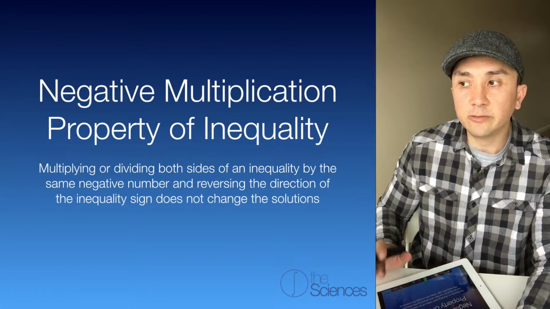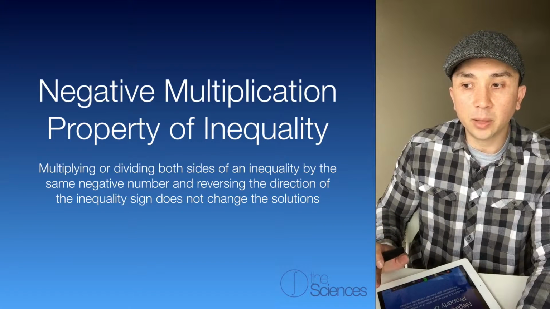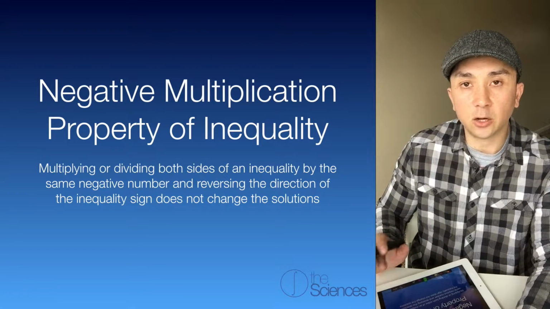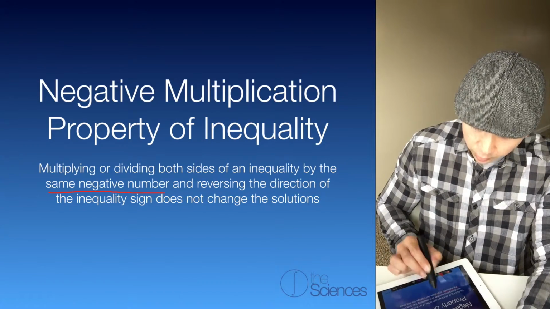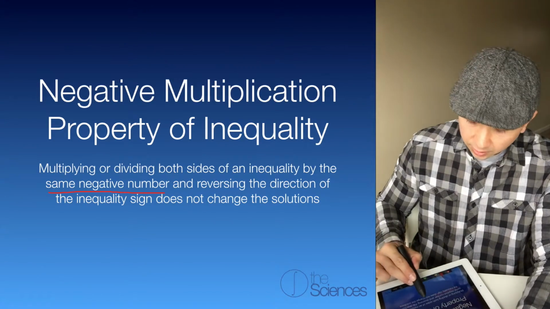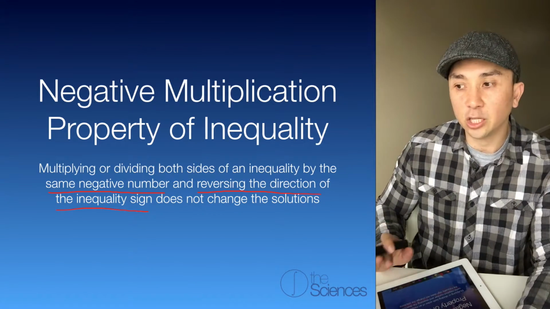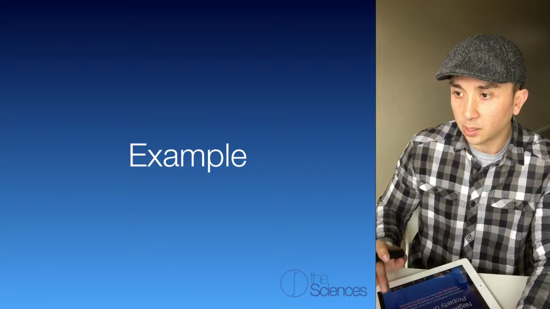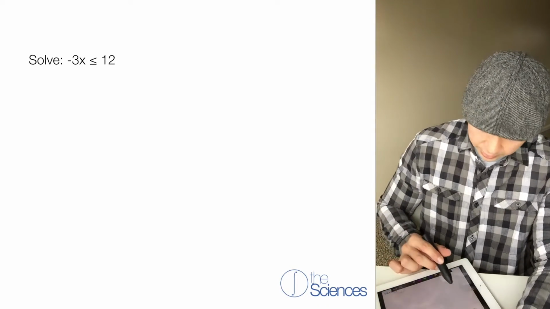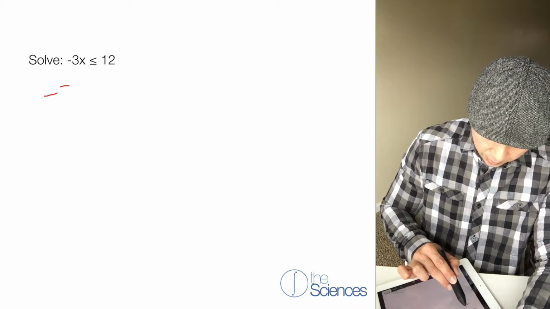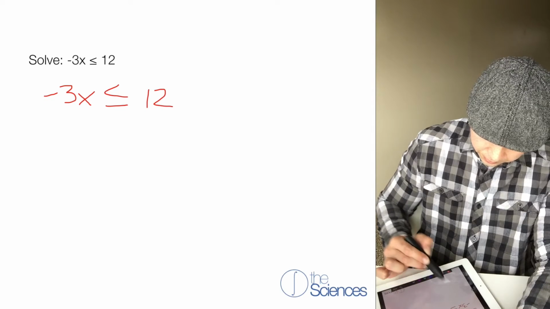Now, the negative multiplication property of inequality states that multiplying or dividing both sides of an inequality by the same negative number and reversing the direction of the inequality sign does not change the solutions. So let's do an example. Let's solve negative 3x is less than or equal to 12.